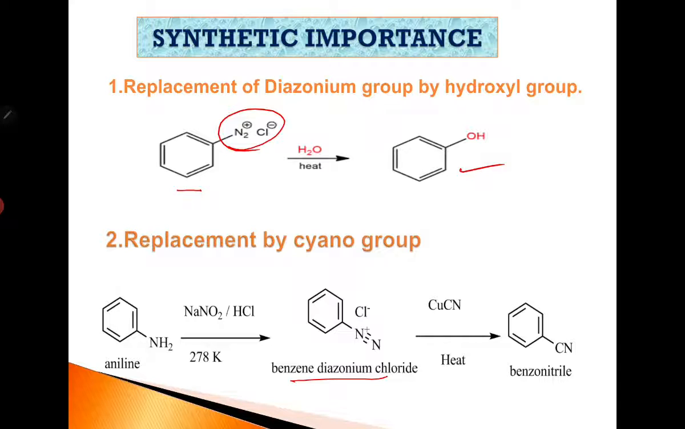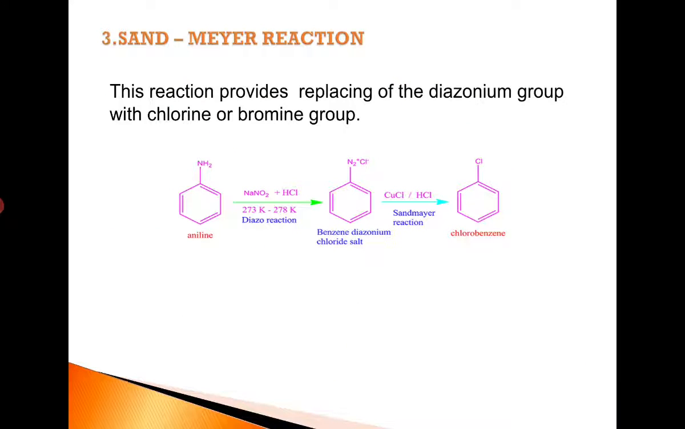This benzene diazonium chloride, when treated with copper cyanide, has its diazonium functional group replaced by cyano group. In this way, cyanobenzene or benzonitrile is obtained. Next, Sandmeyer reaction. Sandmeyer reaction means the displacement of the nitrogen in benzene diazonium chloride by either chloride or bromide ions.